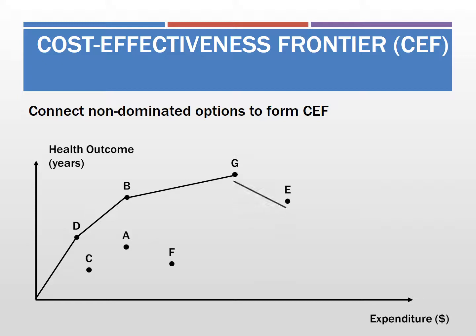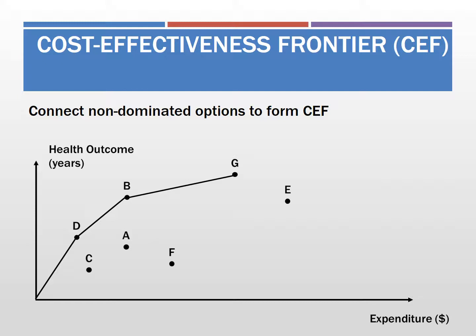Well, if we are going to connect these 2 points here, obviously this is a very, very stupid choice because people, again, can actually pay less for treatment G compared to treatment E and get a higher level of extension of life, so higher benefits from treatment G than from treatment E. So in this case, the cost effectiveness frontier actually ends at point G.